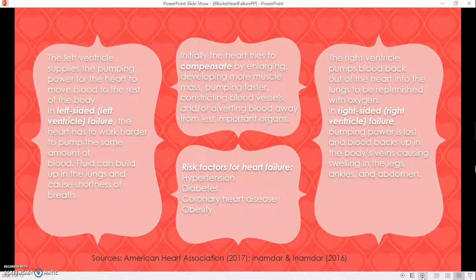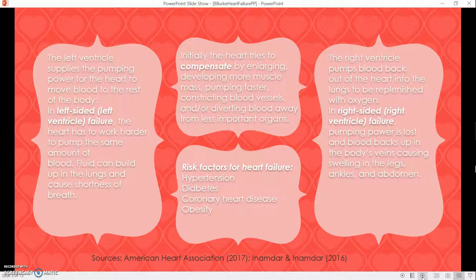The right ventricle pumps blood back out of the heart into the lungs to be replenished with oxygen. In right-sided or right ventricle failure, pumping power is lost and blood backs up in the body's veins, causing swelling in the legs, ankles, and abdomen.